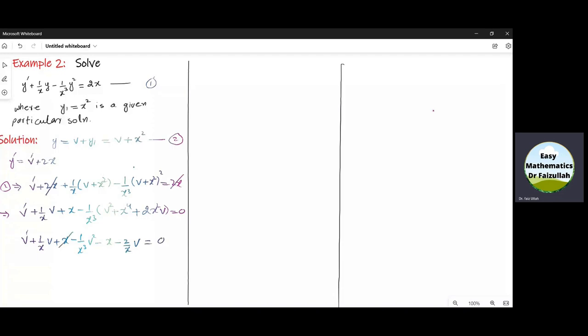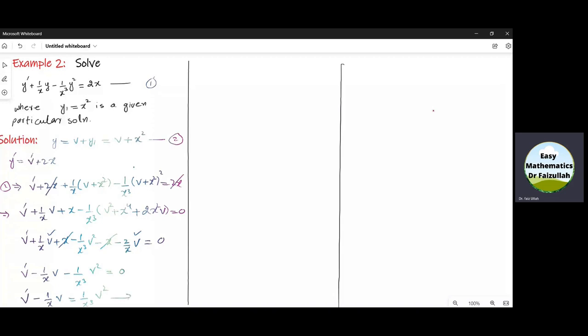And we can see minus x and plus x, they will cancel. Now 1 over x and minus 2 over x v, let us simplify these two terms. So we have v dash, from them we can obtain minus 1 over x v and minus 1 over x cube v square equal to 0. Let us write it in a proper way. So we have v dash minus 1 over x v is equal to 1 over x cube v square.